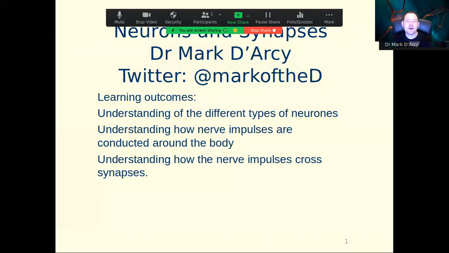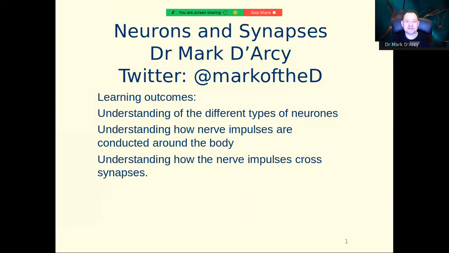Today, we're going to talk about how nerves fire. So, our neurons actually fire and transmit signals around the body and the brain. So, let's get started. Okay, so neurons and synapses.